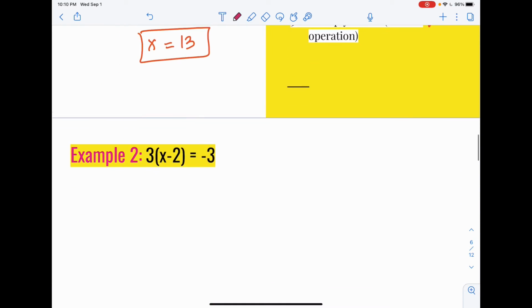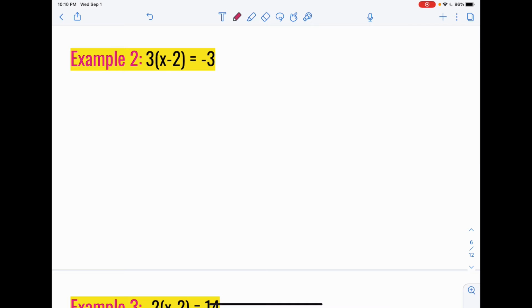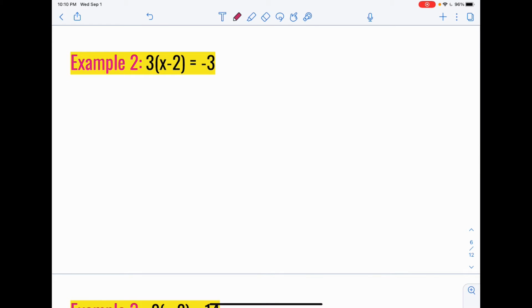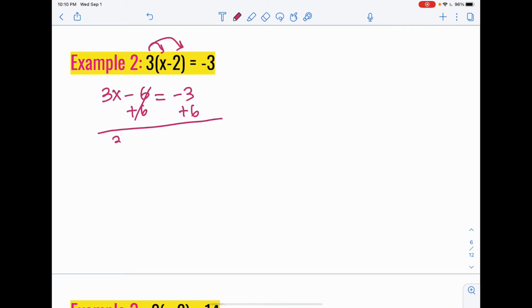Let's continue. Our next equation also has the distributive property. Let's go ahead and start with distribution first. Remember the steps from the previous question. So 3x minus 6 is negative 3. And then we will add, this time since 6 is being subtracted, we're going to add 6 to both sides. And from here, we are going to divide both sides by 3 to isolate x, and then our final answer is 1. So the solution for this equation is 1.